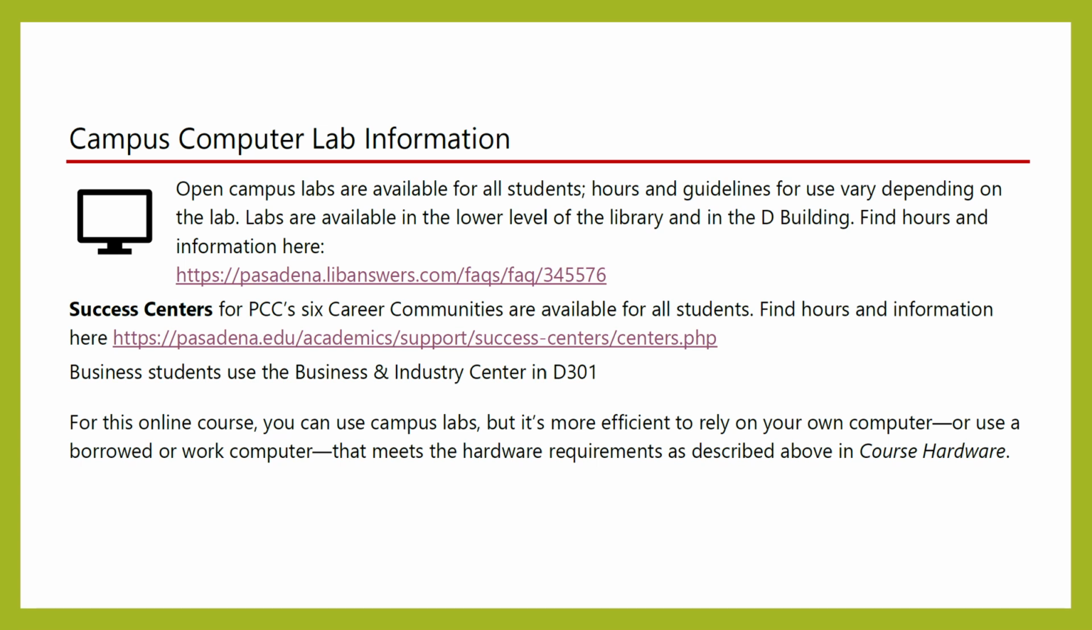Open campus labs are available for all students. Hours and guidelines for use vary depending on the lab. Labs are available in the lower level of the library and in the D building. Find hours and information here. Success centers for PCC's 6 career communities are also available for all students. Find hours and information here. Business students use the Business and Industry Center in D301. For this online course, you can use Campus Labs, but it's more efficient to rely on your own computer or use a borrowed or work computer that meets the hardware requirements as described in course hardware.